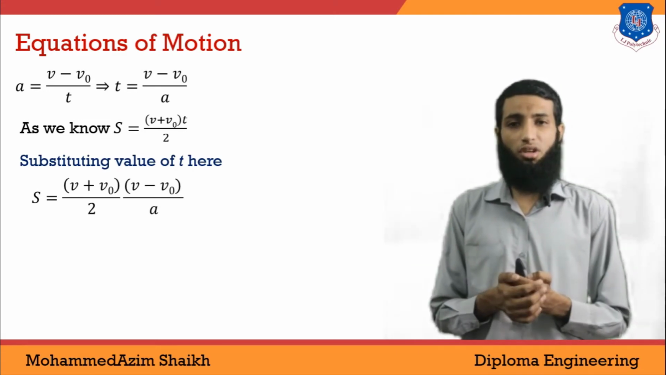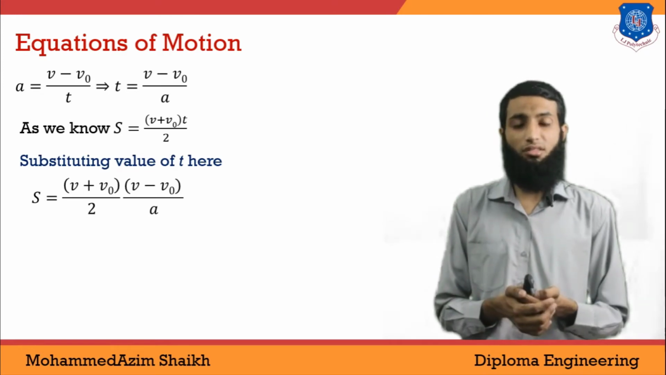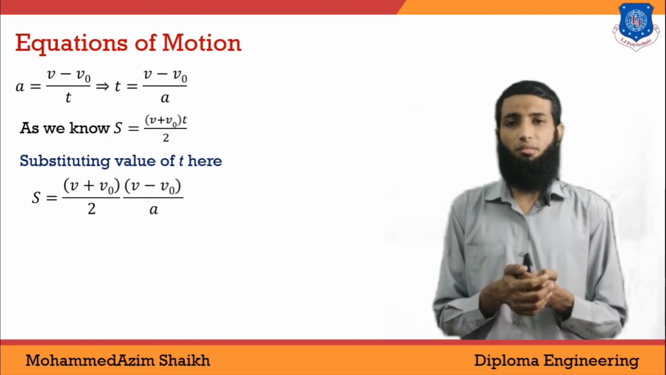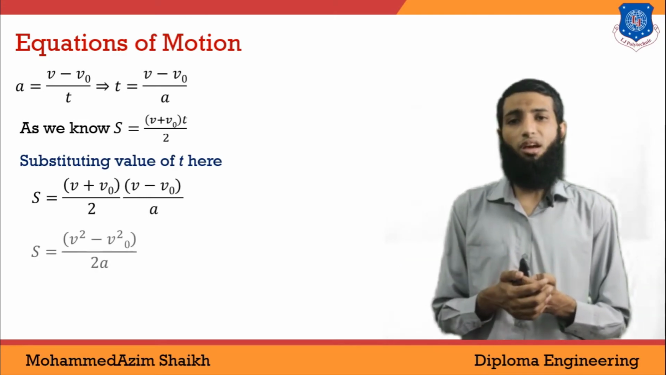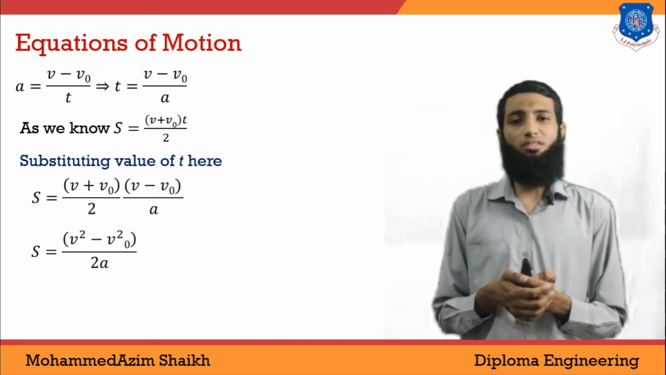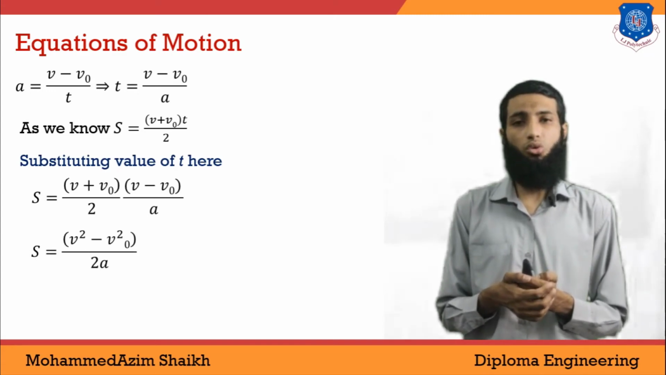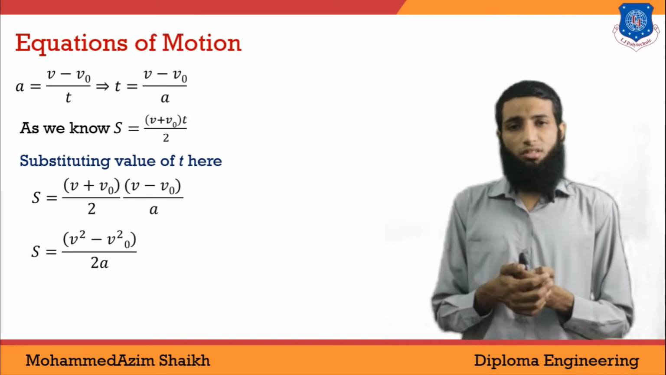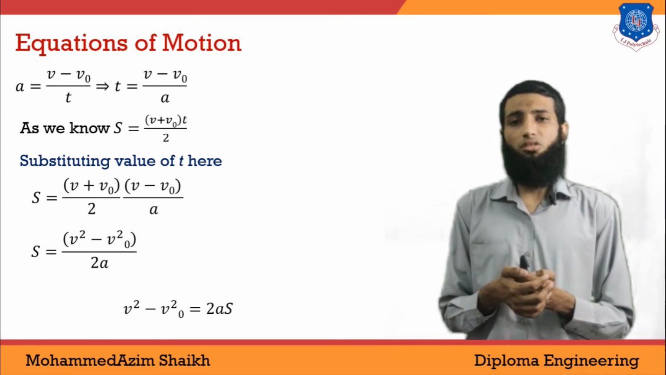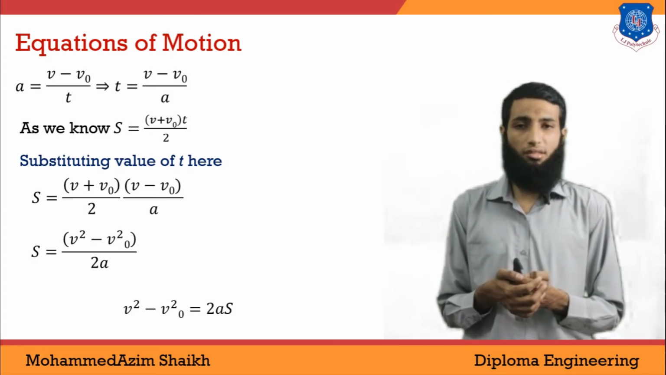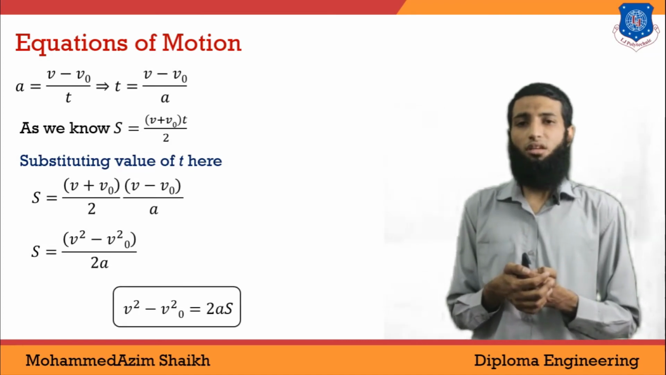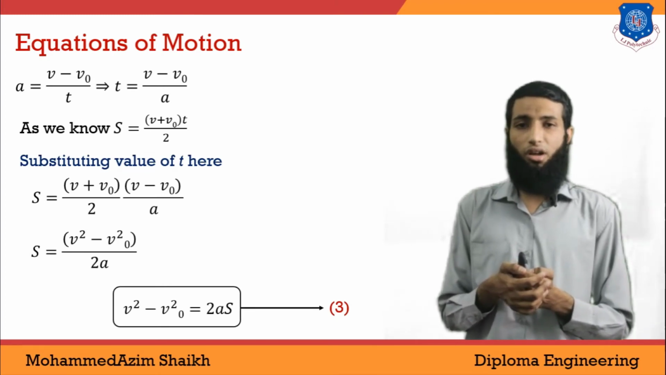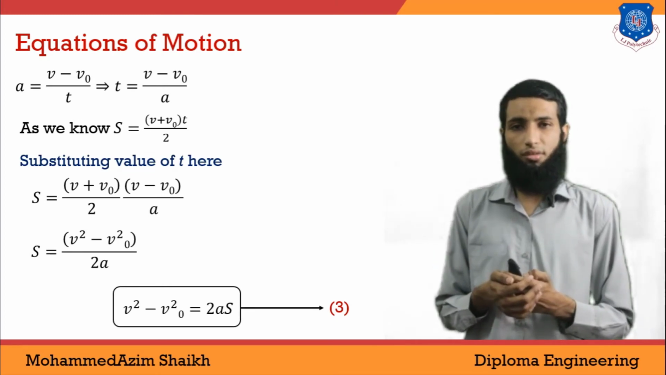We know that a plus b into a minus b is equal to a square minus b square. We already studied this in mathematics. So we can simplify this expression and write s is equal to v square minus v0 square upon 2a. Now we will multiply 2a on both sides. We will get v square minus v0 square is equal to 2as. We will note this down as equation number 3. As you can see, we have derived all three equations of motion.